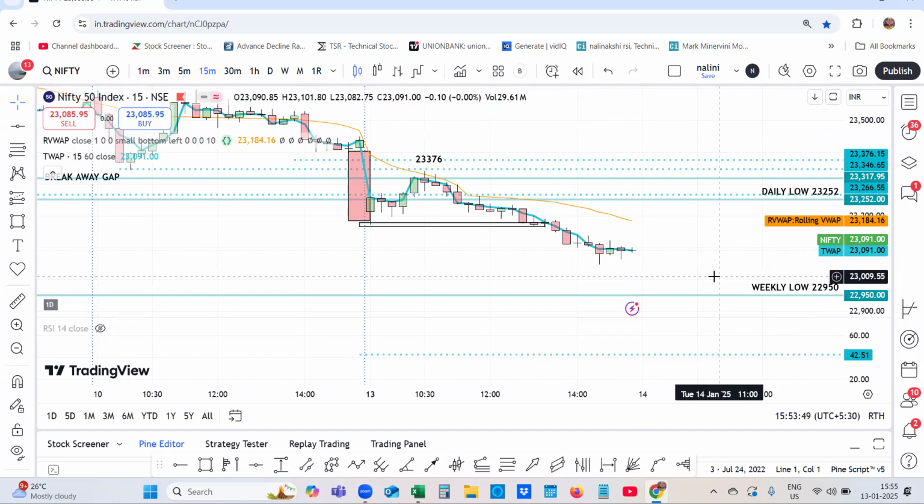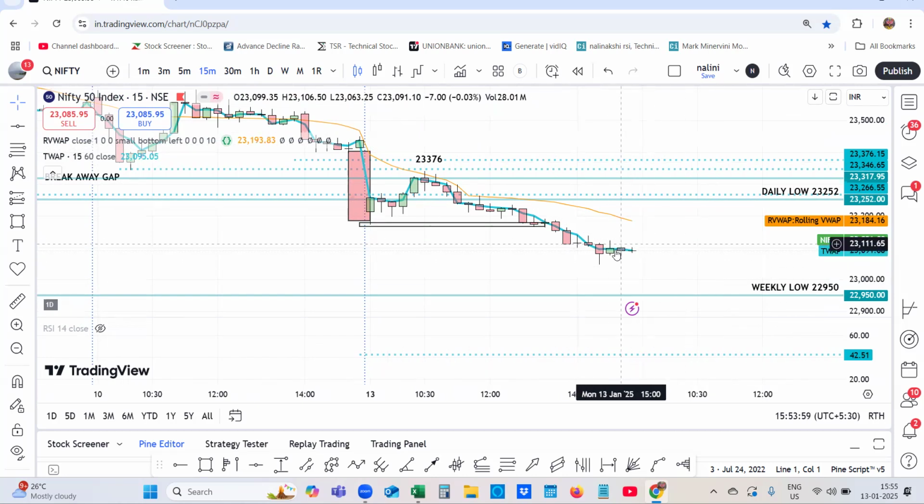I'm not discussing the levels. Later I'm going to make a video about the Nifty levels and everything for tomorrow's trade and analysis. This is how you could have taken the trade in the market.